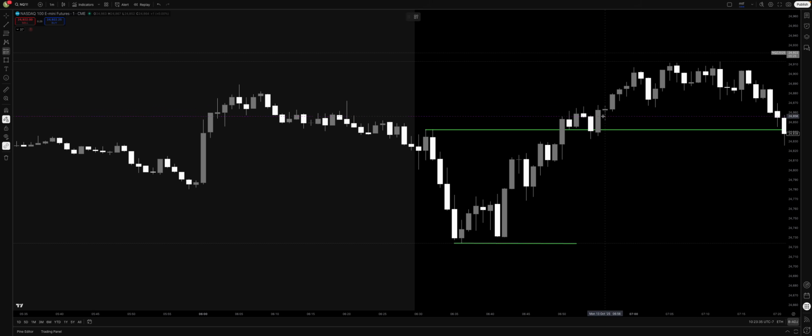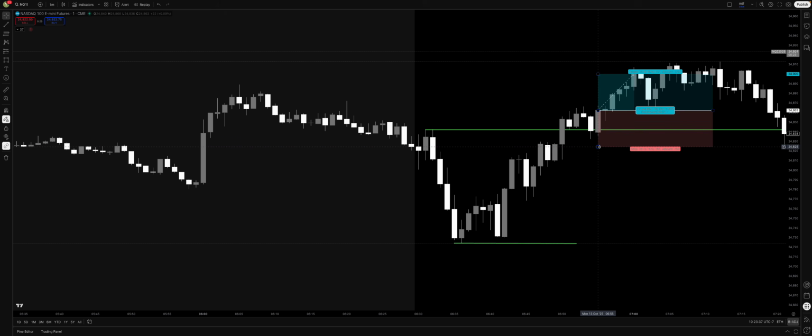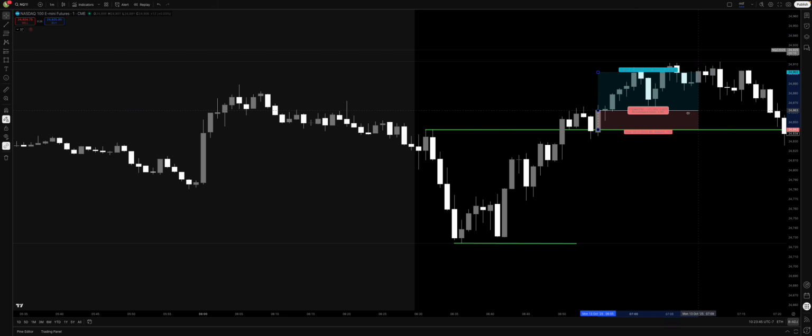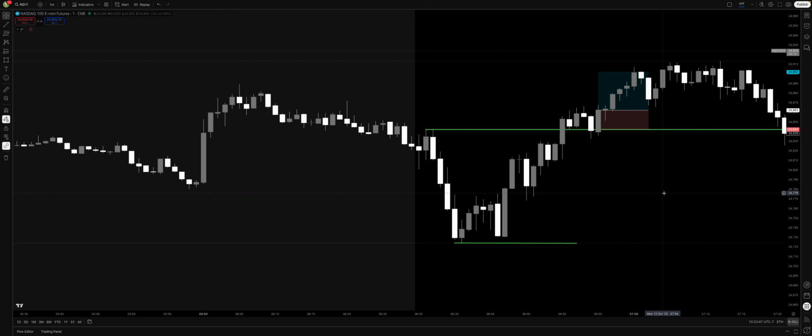And you aim for a 1 to 2 risk to reward. So right now we're going to do 20 points. I usually just go for 20 points, and this one's 40, and that's it. That's literally it right there.